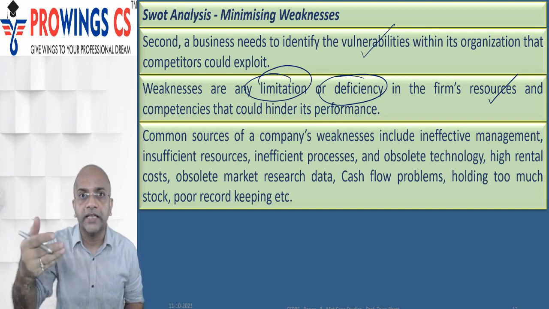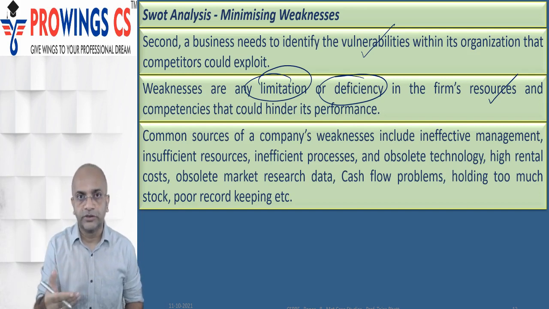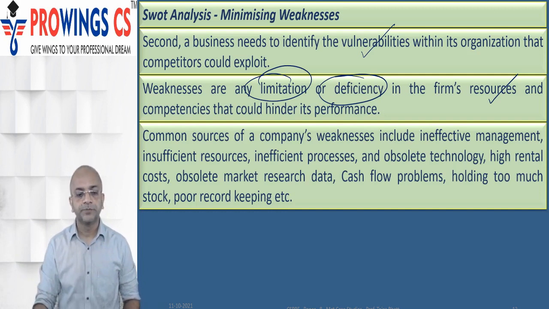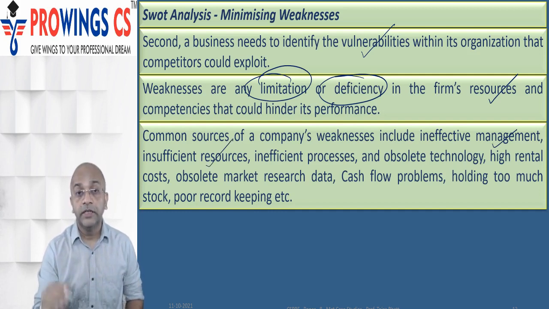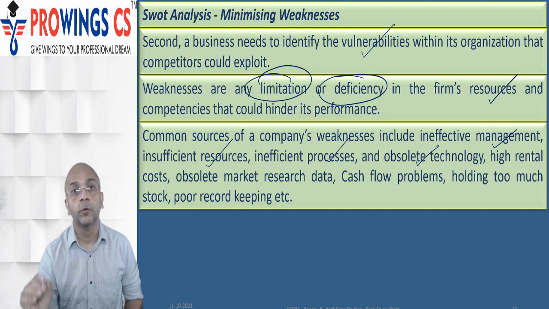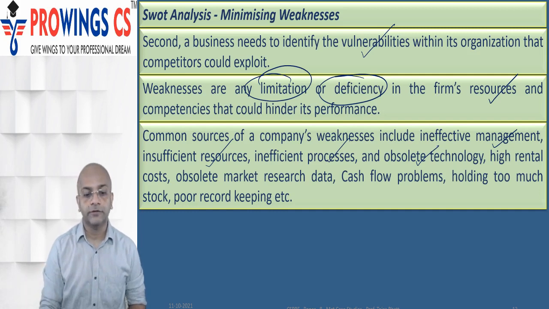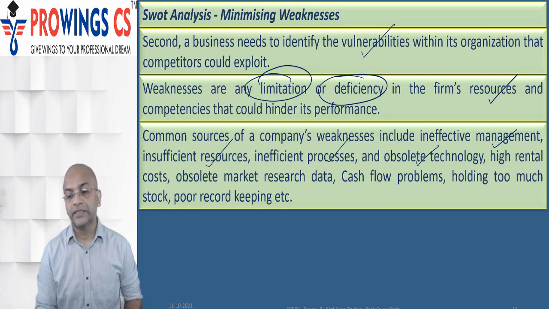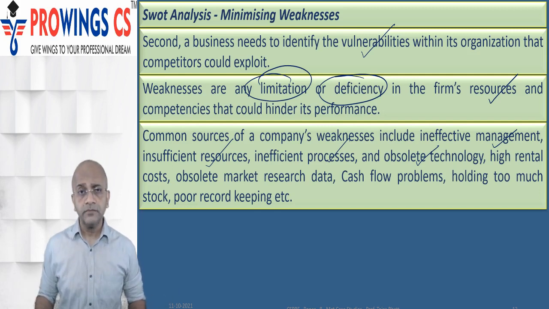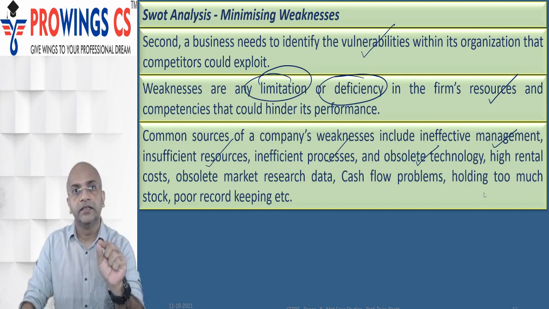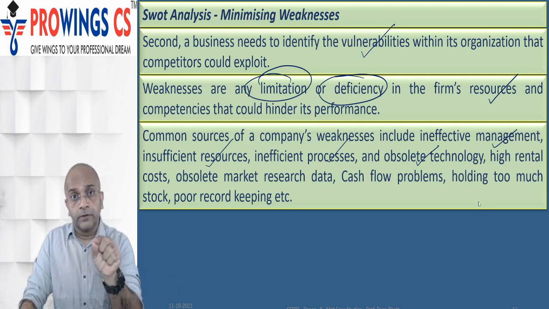Now we need to have that eye which can understand weakness, and we can sincerely work upon it. Understand this. Common sources of companies' weaknesses include ineffective management abilities, insufficient resources, insufficient processes, obsolete, old, outdated technology, high rental costs, obsolete market research data, cash flow, that is working capital problems, holding too much stock, poor record keeping. It can be anything.